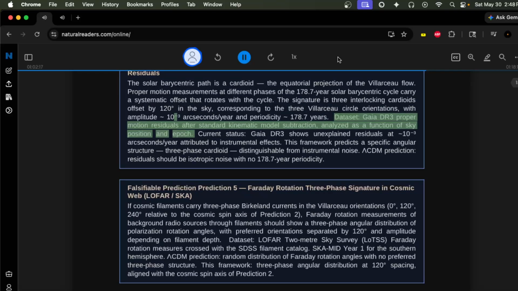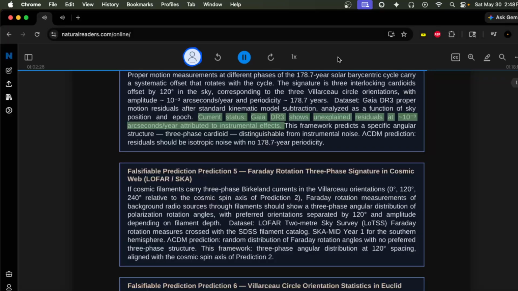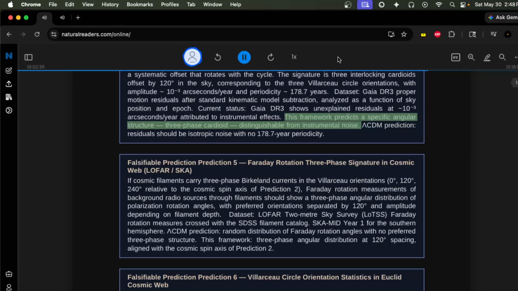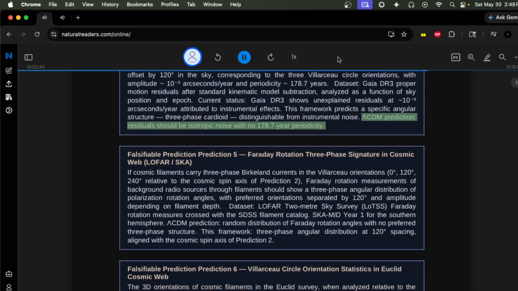Dataset: Gaia DR3 proper motion residuals after standard kinematic model subtraction, analyzed as a function of sky position and epoch. Current status: Gaia DR3 shows unexplained residuals at approximately 10⁻³ arcseconds per year attributed to instrumental effects. This framework predicts a specific angular structure, three-phase cardioid, distinguishable from instrumental noise. Lambda CDM prediction: residuals should be isotropic noise with no 178.7-year periodicity.